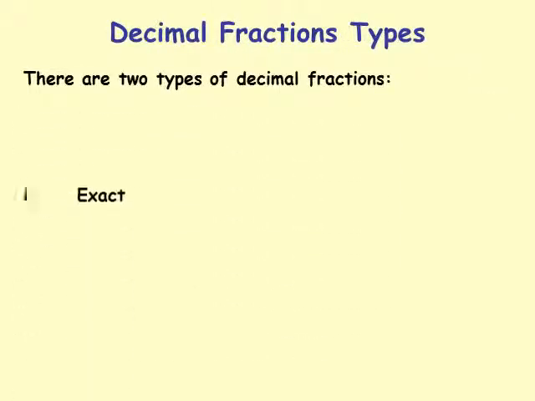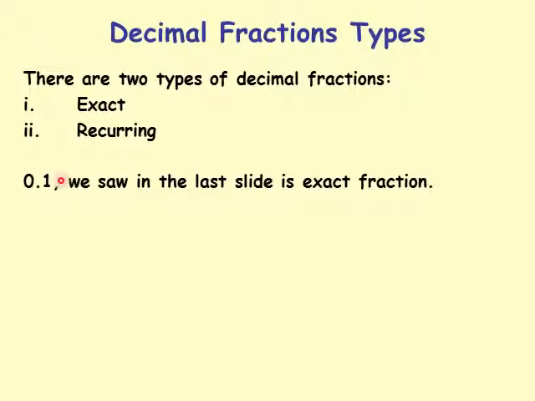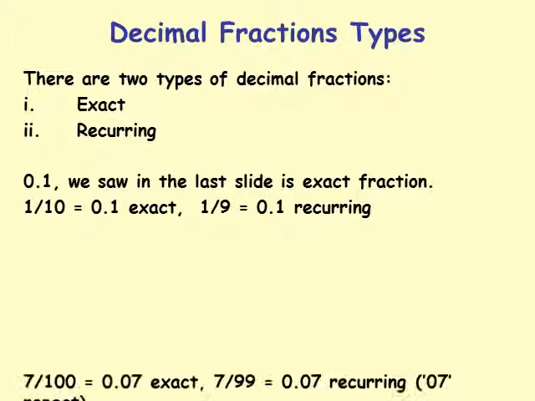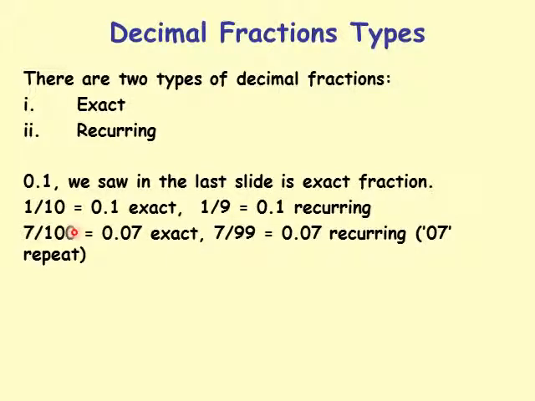Decimal fraction types. There are exact fractions and there are recurring fractions. The 0.1 we saw in the last slide is an exact fraction, given by 1 over 10, which is 0.1. If you do 1 over 9, that's 0.1 recurring. That means 1 repeats forever. Continue. 7 over 100 is 0.07, which is exact. If you do 7 divided by 99, with a sequence of 9s in the denominator, we get 0.07 recurring. That means 07 repeats forever.